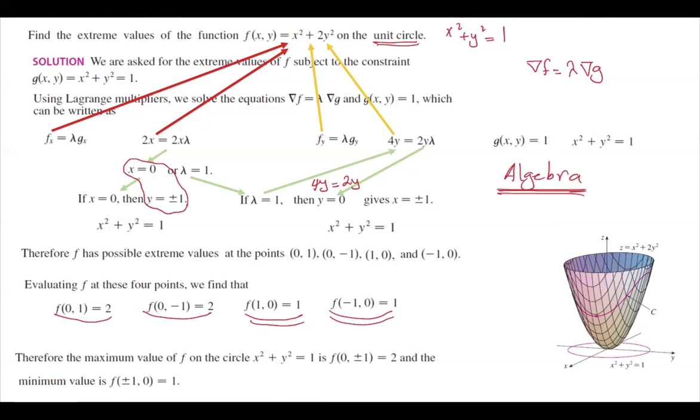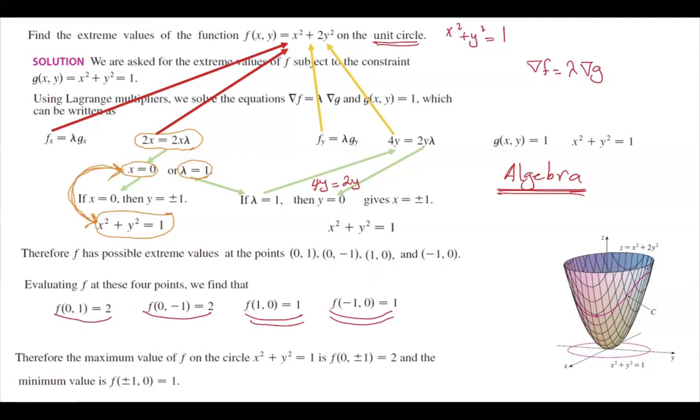For example, if you look at this step here, let me highlight this using a different color. When you set 2x equal to 2x lambda, this is pure algebra. We are just checking to see for what values of x or lambda we have this equality. An obvious choice is x equal to 0. Another choice is lambda equal to 1. But when x is equal to 0, we are using a constraint here. You plug this x into the constraint to find your y value, which is plus or minus 1.